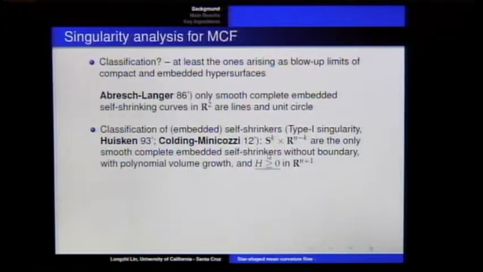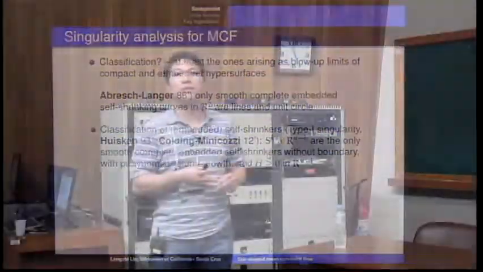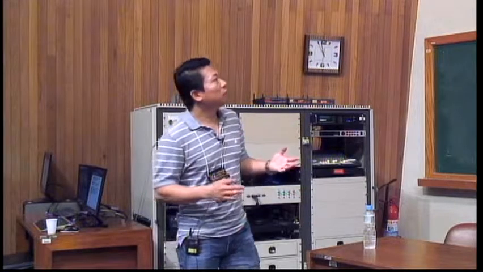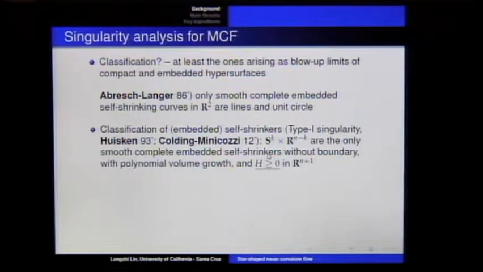In the higher dimensional case, people would also like to classify the possible embedded self-shrinkers. For type 1 singularities, Huisken in '90, using the monotonicity formula, showed that if you blow up, you get a self-shrinker. So how do you classify possible self-shrinkers? He assumed that the self-shrinker is smooth, complete, embedded, without boundary, with polynomial growth, all of which are natural along the blow-up procedure, so that's not a problem. Additionally, he assumed that the self-shrinker is mean convex.